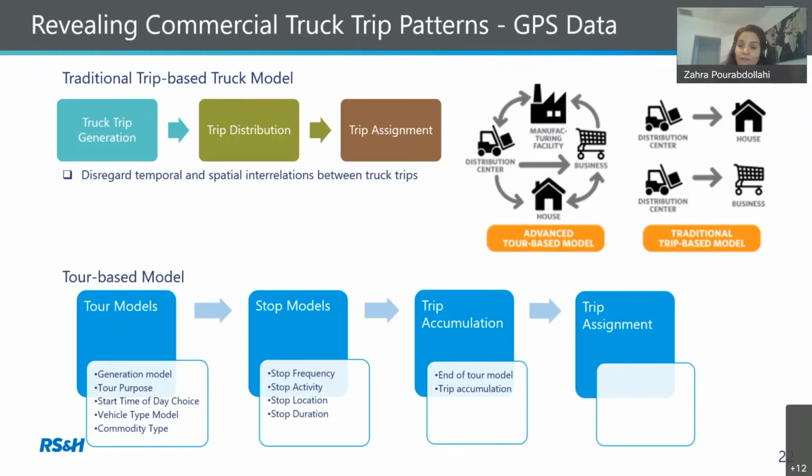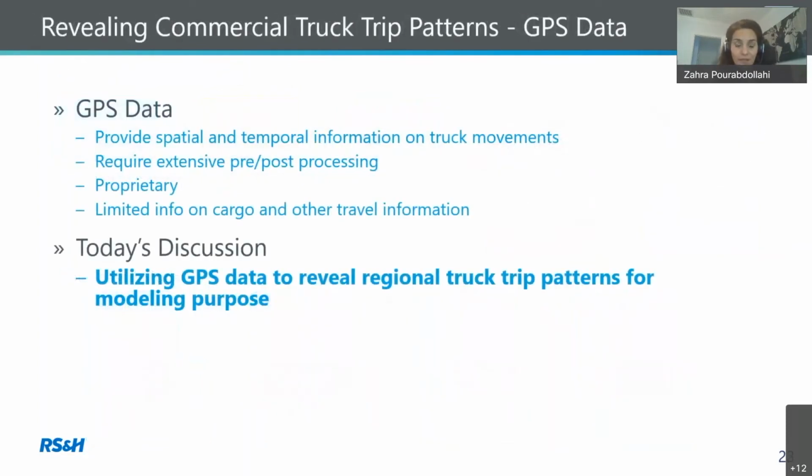Trip-based models disregard the interdependent temporal and spatial interdependencies between the stops, but the tour-based structure, which is a more advanced structure for modeling truck trips, considers these interdependencies and is considered a superior form of truck modeling, basically. But to develop a tour-based truck model, we need longitudinal data that provides information on truck movements. And GPS-based data do that.